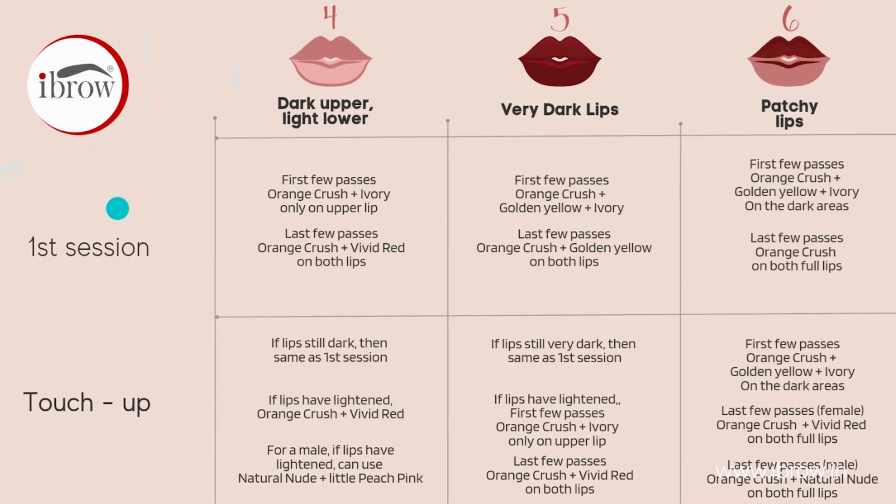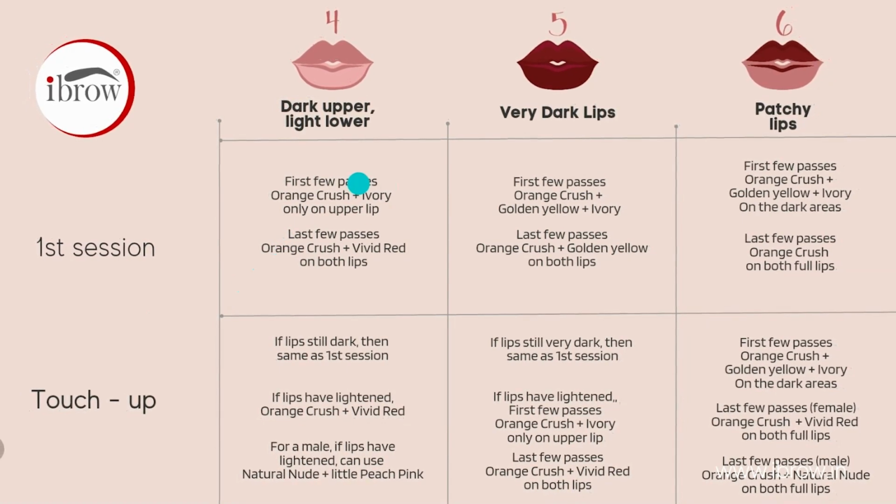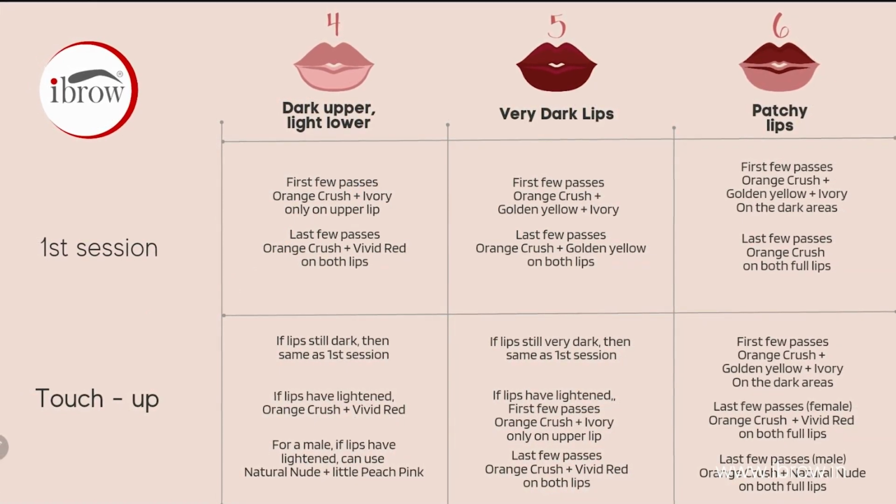So here in the first session, we will do a combination of Orange Crush and Ivory, but only on the upper lip, because here we have to match both the lip colors. See, when we were doing it on a dark lip, whatever colors we were using it uniformly on the upper as well as the lower lip. But here we will vary the kind of passes that we use in the upper lip and the lower lip.